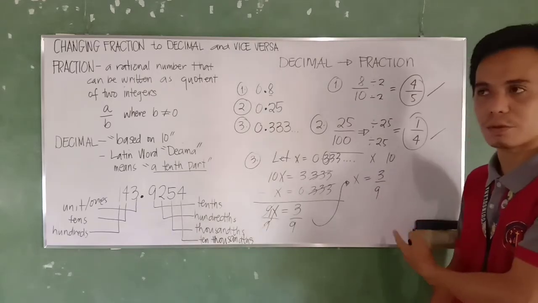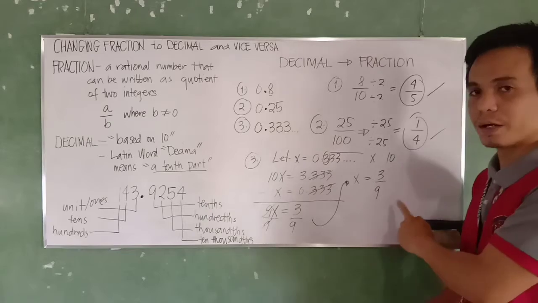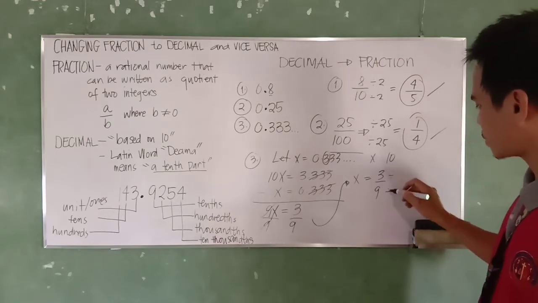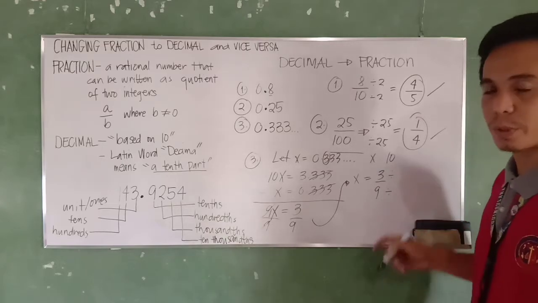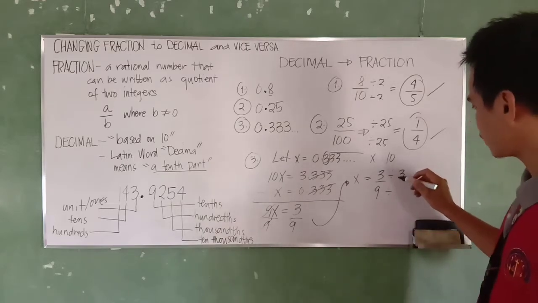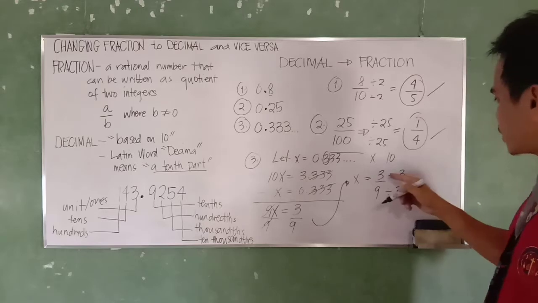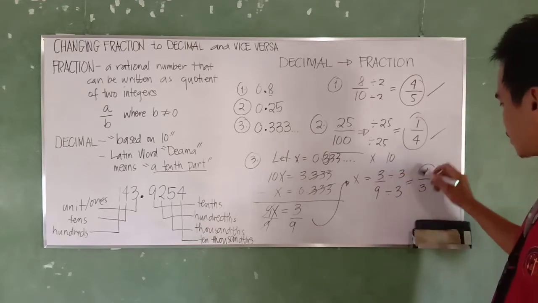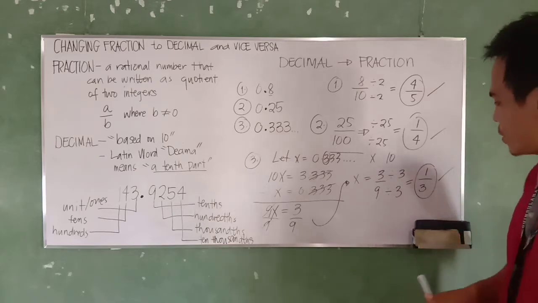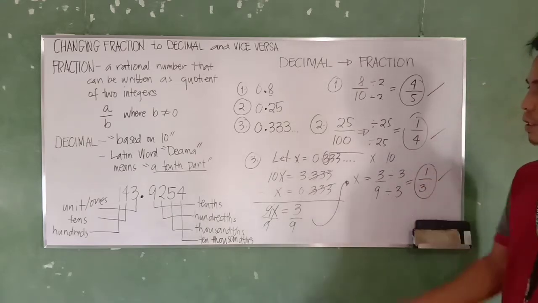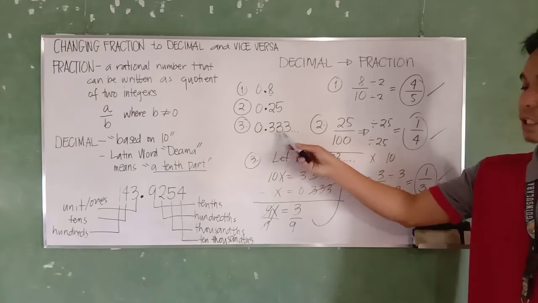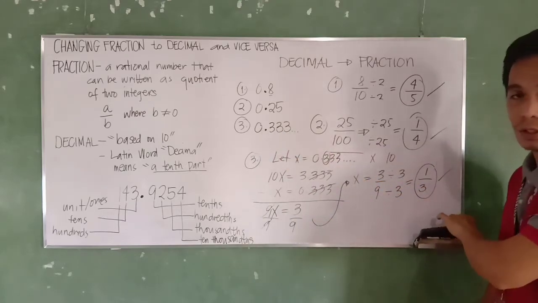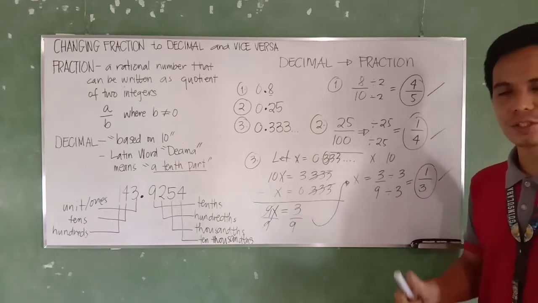So there you have it, guys, our fraction. And we have to simplify this into simplest form. So therefore, divide both sides, your numerator and denominator, by the common factor, which is 3. So we have 3 divided by 3 is 1. And 9 divided by 3 is 3. So there you have it, guys, our answer. 1/3. 0.333 in fraction is 1/3. Okay? I hope you understand, guys.